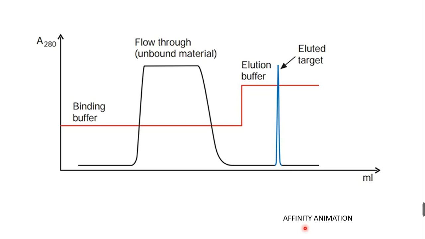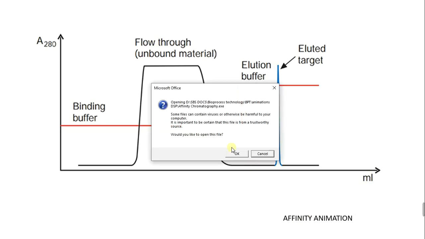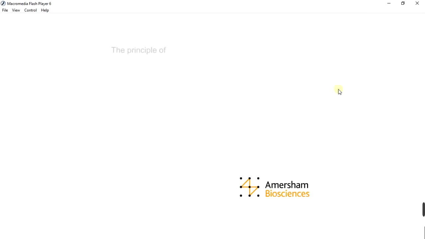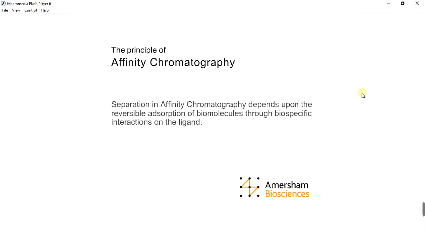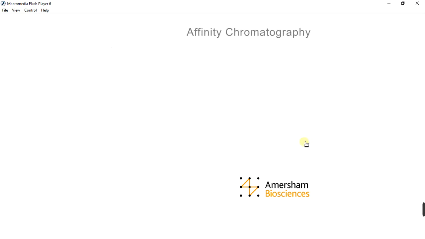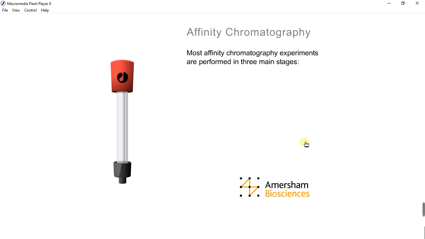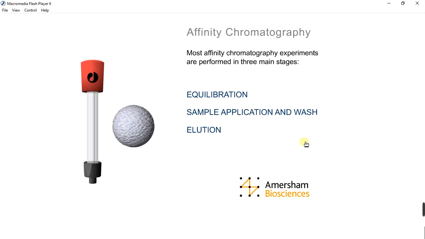I'll play the affinity animation video, an old video from Amersham Biosciences, just to have a look. So this is the principle of affinity chromatography. The separation depends on reversible adsorption. Reversible adsorption means the binding of biomolecules through biospecific interaction. It is not a chemical interaction, it is a biospecific interaction on the ligand. This has three main stages: equilibration, sample application and wash, and finally elution.